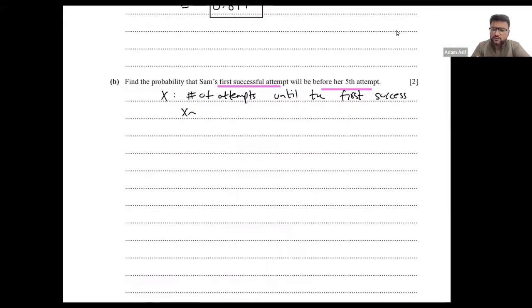So if X follows a geometric distribution, the probability of success is 0.7, right? Now we need to find that the first successful attempt will be before her fifth attempt. So that is X less than 5, right? X less than 5 means she can be successful in the first attempt or the second or the third or the fourth. Find their individual probabilities, or just realize that you need to calculate the probability of X less than or equal to 4. Okay, X less than 5 is the same as X less than or equal to 4.